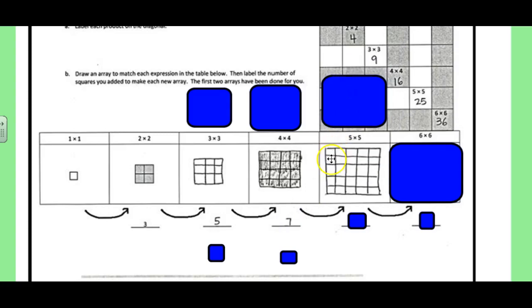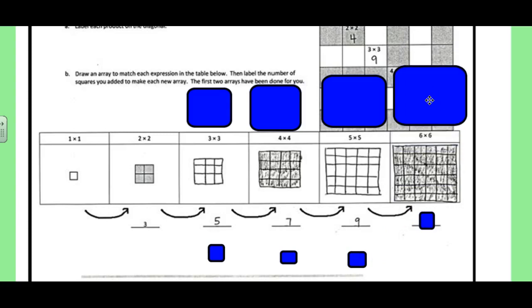5 times 5, there are 5 rows with 5 in each row. I had 16 squares here, and now I have 25 squares here. So to go from 16 to 25, I had to add 9 more squares. And then right here, 6 times 6, I've got 6 rows with 6 in each row. And to go from 25 squares to 36 squares, I had to add 11 more squares.